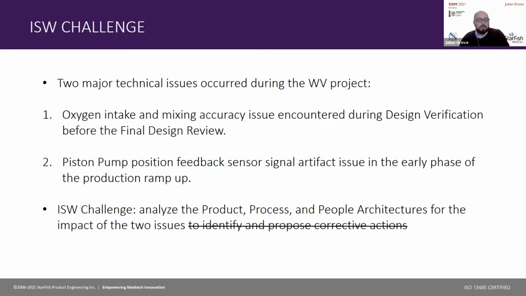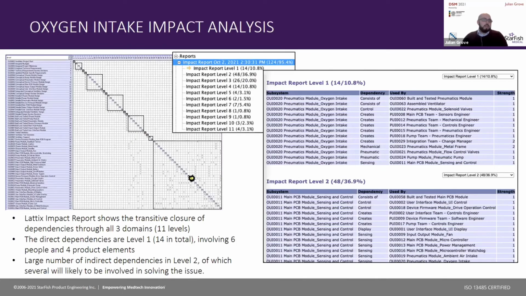In this case, we dropped the identification and proposal of corrective actions, having already been through that ourselves last year. The first impact analysis looked at the oxygen intake. To do this, we used the impact report functionality built into Lattice, selected the affected element of the system, and then ran the impact report.